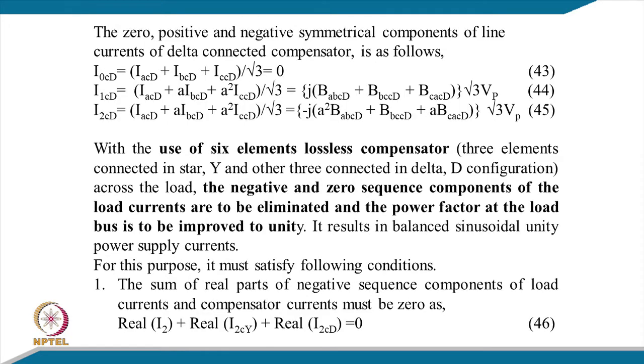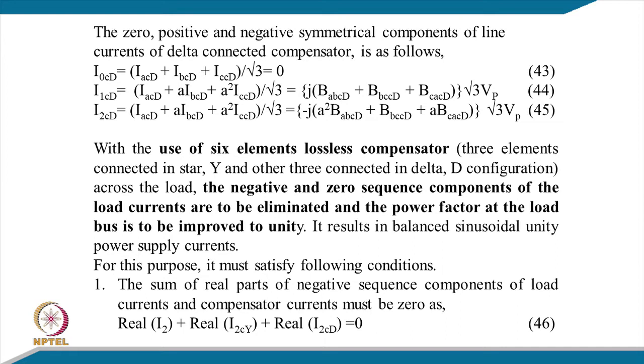Well, similarly, the 0 sequence, positive sequence and negative sequence symmetrical components of the line current of the delta connected compensator can also be written as follows. So, I0CD, the 0 sequence current of the delta connected compensator, can be written as (IACD + IBCD + ICCD) divided by root 3, equal to 0, because there is no connection of the delta to the neutral. So, certainly the 0 sequence current from the delta compensator cannot flow.